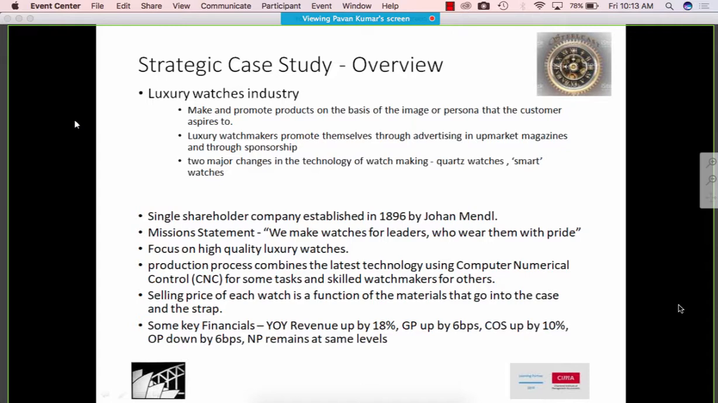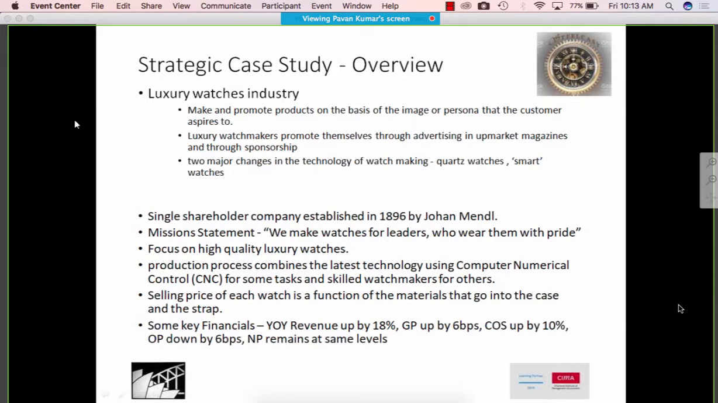Selling price of each watch is a function of the materials that go into the case and the strap. So what kind of material goes into the case as well as the strap. If it is a stainless steel case and a leather strap, then probably the price is lesser. If it is the other way around, then it could be higher. And in certain places in the case study as well, there is a mention that some of these watches are made of pure gold. So when you're talking about a gold watch, then obviously the price of the watch will be higher.